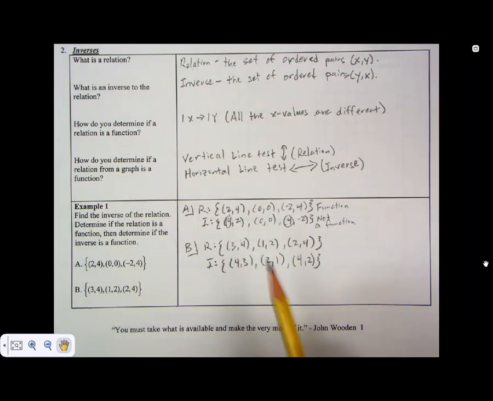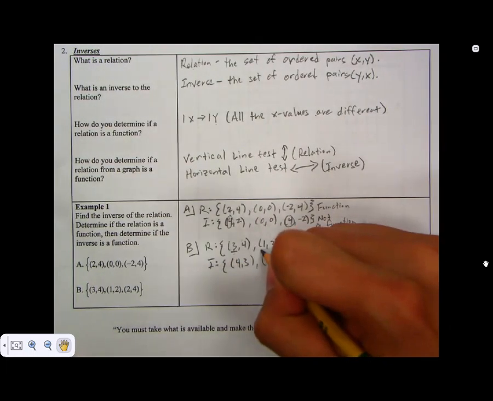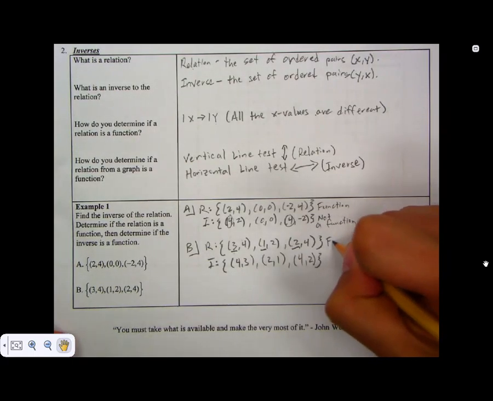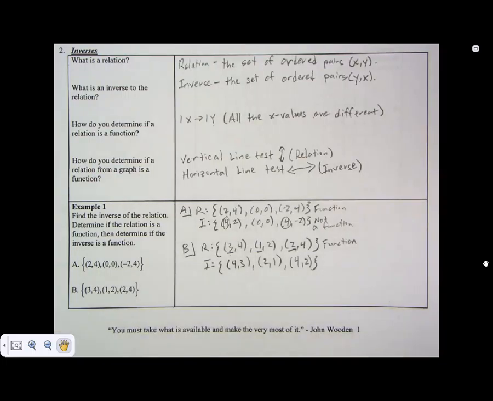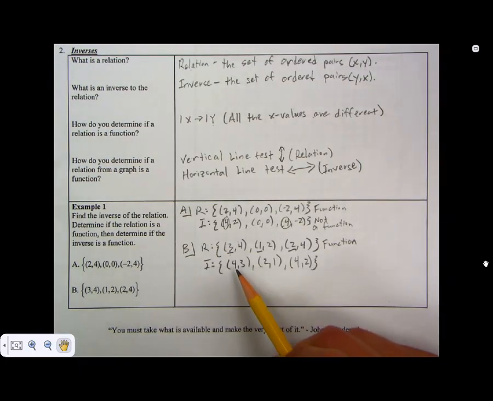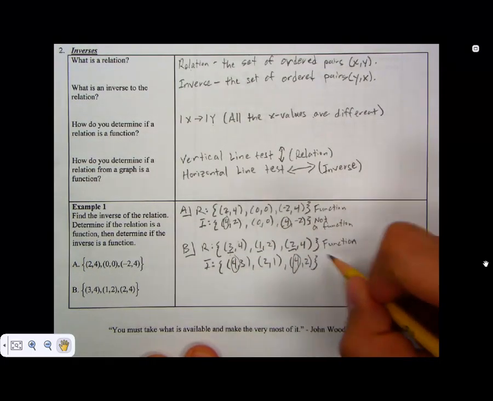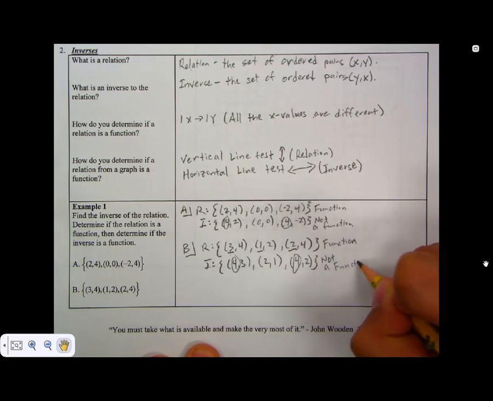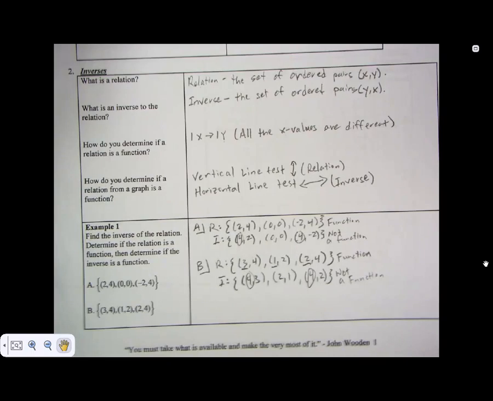Now the relation, the x values are 3, 1, and 2. They're all different, so this is a function because they're going to different places. The inverse right here, it's 4, 2, and 4. The 4's are the same, so this is not a function. Alright, moving on.